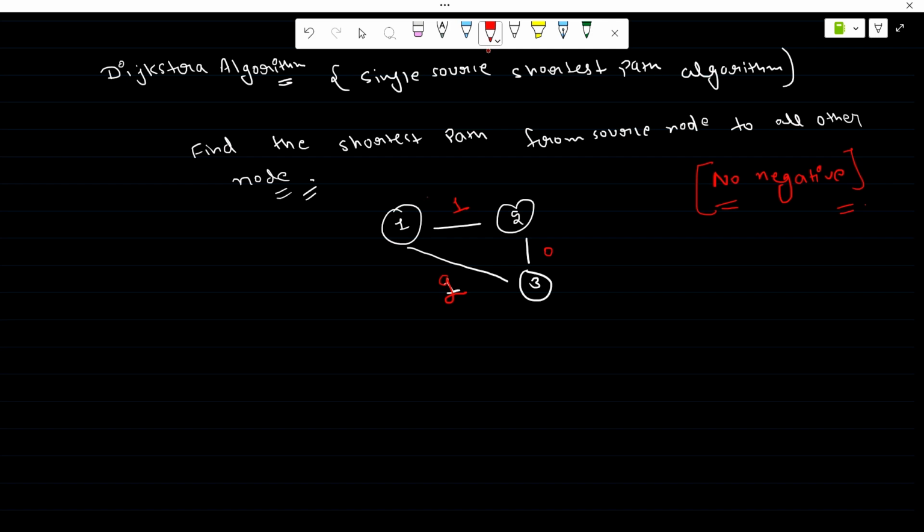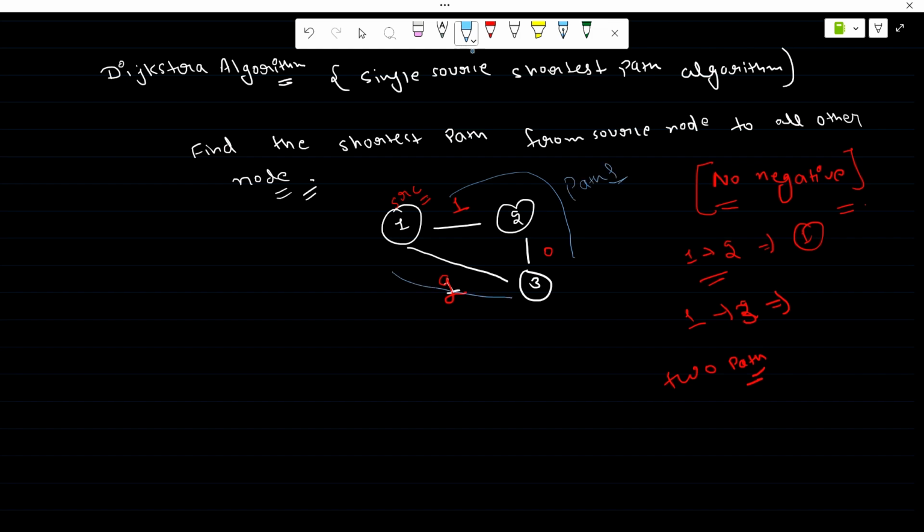So there are two paths. Suppose this is the source node, and to reach from 1 to 2 the cost is 1, or we can say the distance is 1. To reach from 1 to 3, there are two paths. The first path is this, and the second path is this. Suppose this is path 1, and this is path 2. For path 1, the distance is 1. For path 2, the distance is 2. Which one is shorter? Path 1 is shorter.